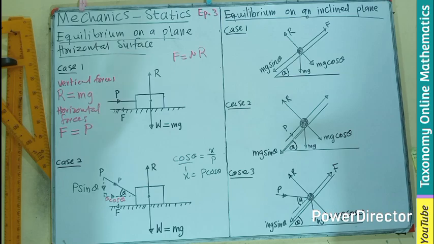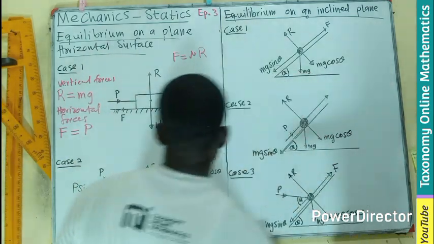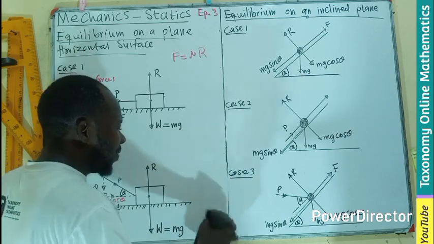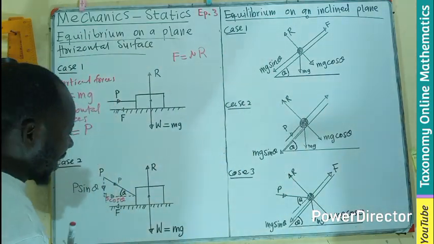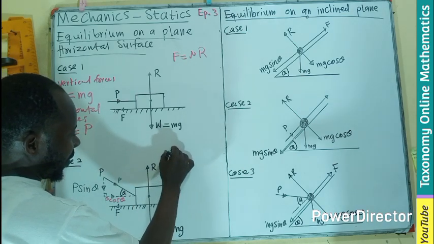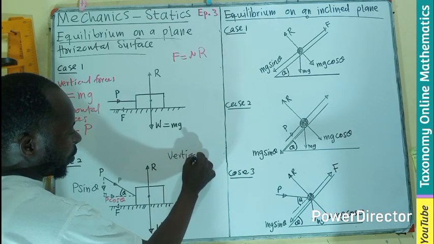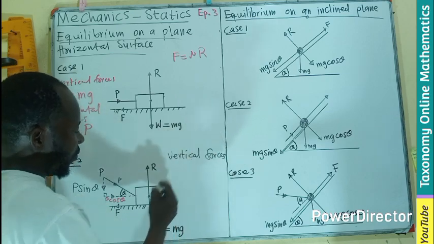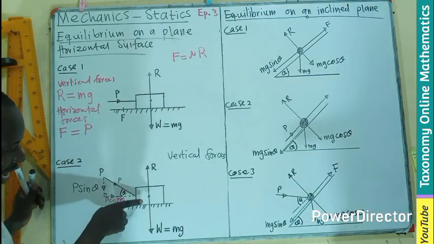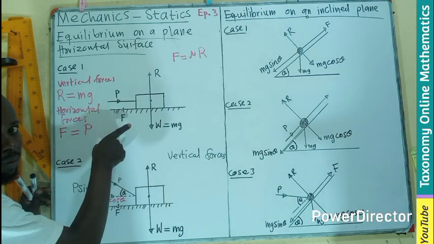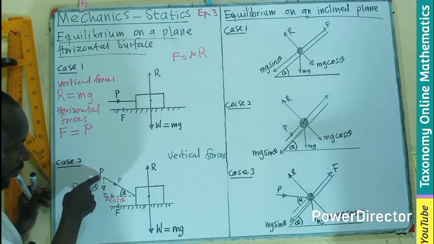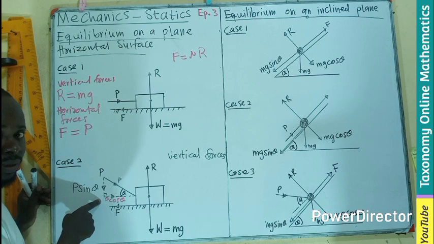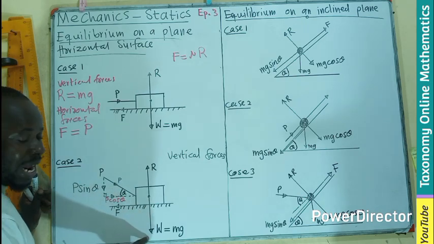Alright, so what are we going to do? If you want to find the vertical forces, I'm sure we're not having enough space, but let's see. If I want to find the vertical forces, in this case, I can see that this force is moving upward. This force is vertical, moving downward. This force is moving downward.